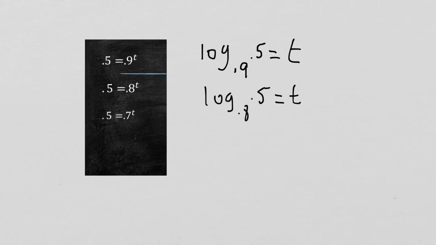Well, we're just going to use a logarithm, right? Log, and our base is 0.9, and we're trying to figure out what power we have to raise 0.9 to in order to get 0.5. That's what this log is going to tell us. Log base 0.8 of 0.5 equals t, and log base 0.7 of 0.5 equals t. What power do I have to raise these different bases to in order to get 0.5? That's what this logarithm is going to tell us. It's going to tell us that t value.